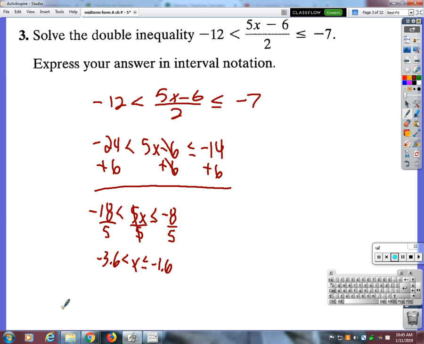Then it says they would like you to express your answer in interval notation. So the way you would do that is you go round bracket because this is greater than but not equal to, and then you would go square bracket because it's equal to.